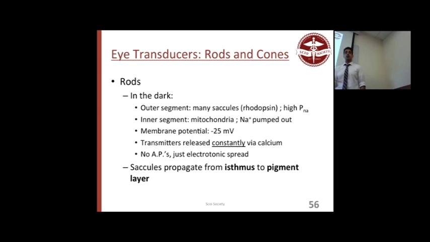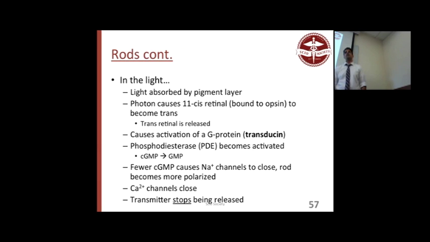Now, if you have light or photons hit the cell, a certain part of the cell will detect that and turn off this system, breaking down the cGMP, so you decrease the permeability of sodium. Decreasing the permeability of sodium will let less sodium into the cell. That means that the cell will repolarize, so therefore it will fire fewer action potentials when it's lighter. That concept is clear. How does it do that?